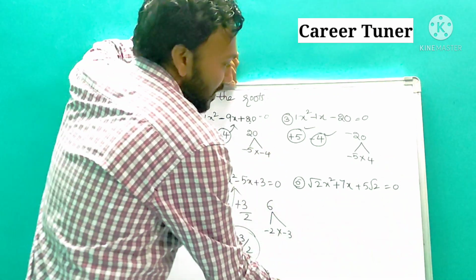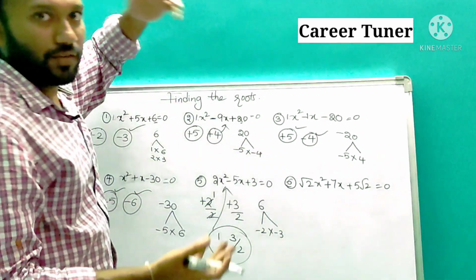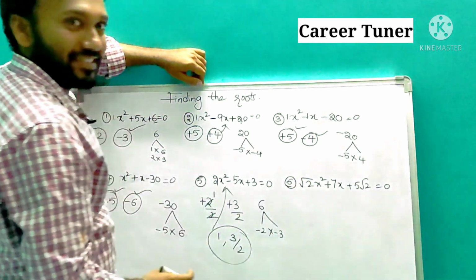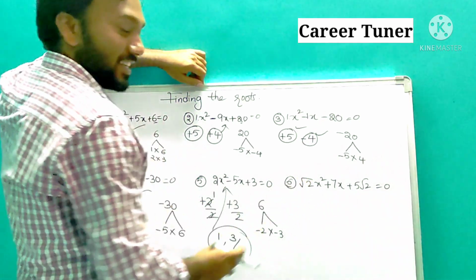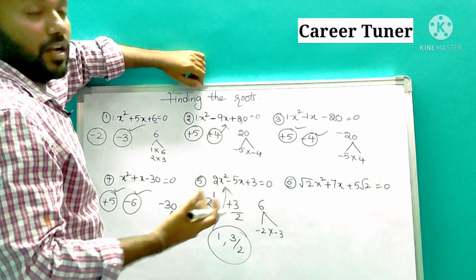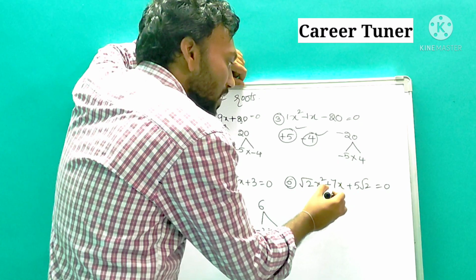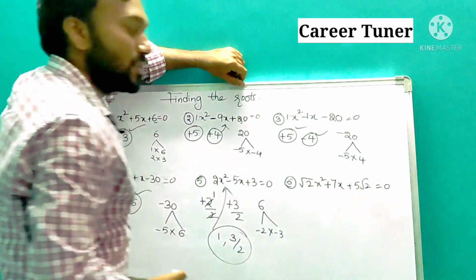Now coming to the next question. Now you see, till now the numbers we have solved were just numbers, not of the surd form. But if you see here, the coefficient is a surd. So how to solve when a model comes like this? The same procedure. So root 2 x square plus 7x plus 5 root 2 is equal to 0.